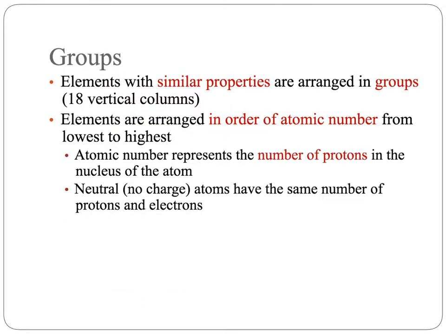So the groups in the periodic table, which represent the vertical columns, are elements that have similar chemical properties, and there are 18 vertical columns in our periodic table. Overall in the table, elements are also arranged in order of atomic number from the lowest to the highest, and the atomic number represents the number of protons in the nucleus of the atom. Neutral atoms, atoms without a charge, either positive or negative, will have the same number of protons and electrons.